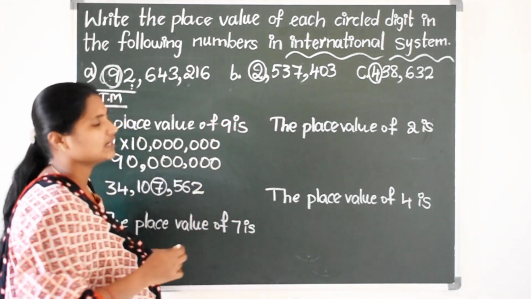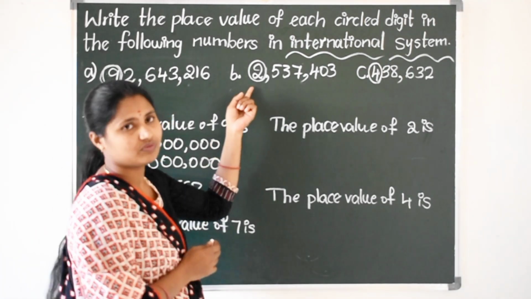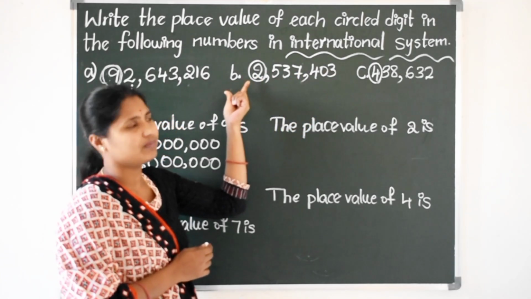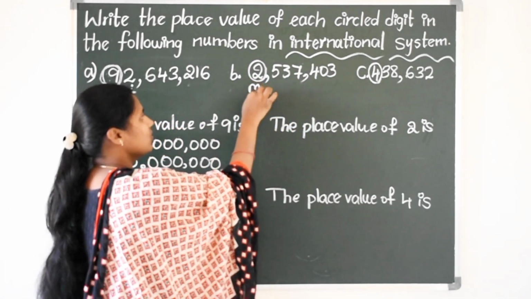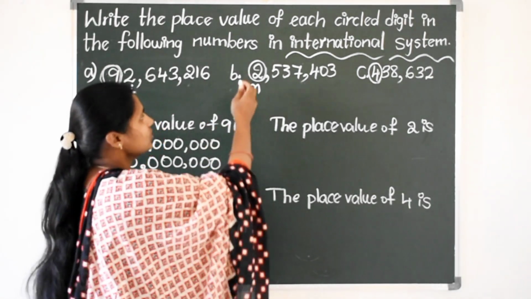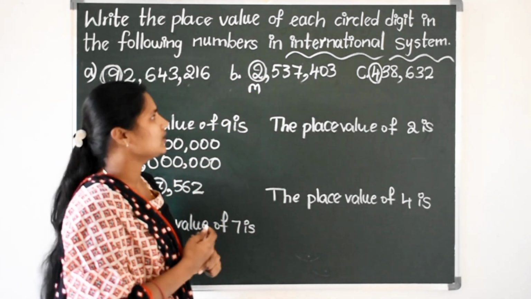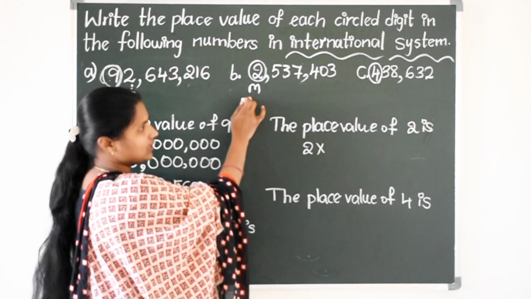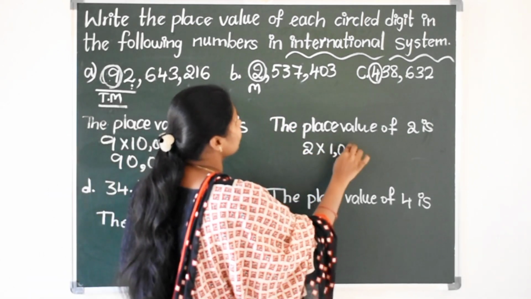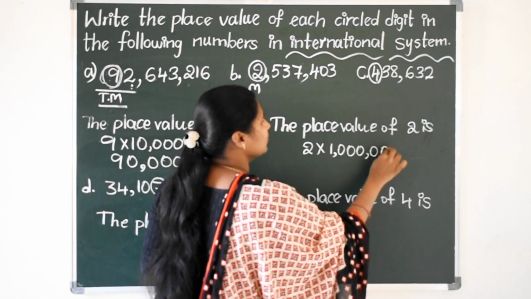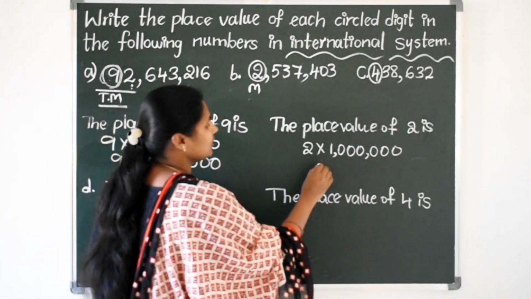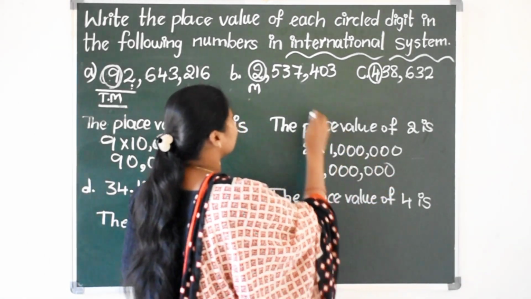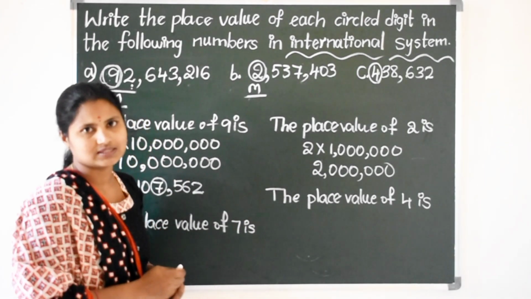Next, see the next one. In the B question, the circled digit is 2. So what is the place value of 2 here? Here also three periods are there: ones period, thousands period, and millions period. In the millions period we have only the millions place in this question. So 2 is in the millions place, so multiply with 1 million. 2 into 1 million gives 2 millions. So the place value of 2 is 2 millions, right?